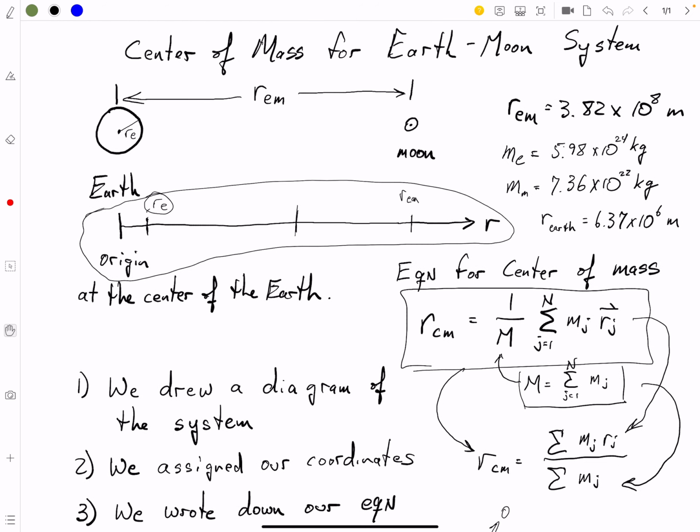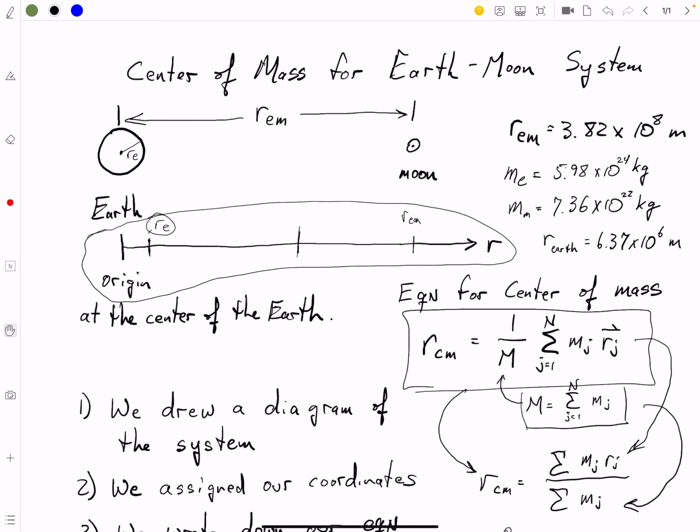Oh boy. So the center of mass for the Earth-Moon system is just a little bit less, 2 times 10 to the 6 meters. So we got to go below the surface. It's not at the actual Earth, but just below the surface of the Earth is our center of mass for the system.